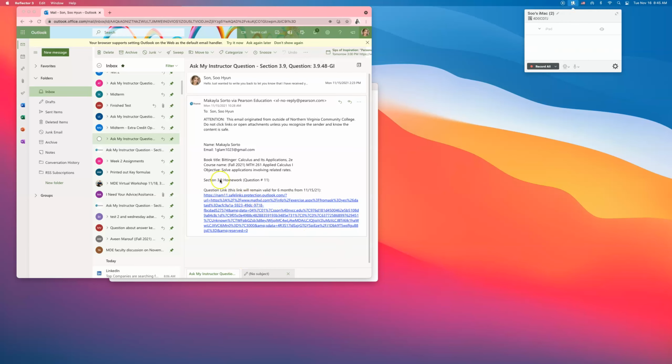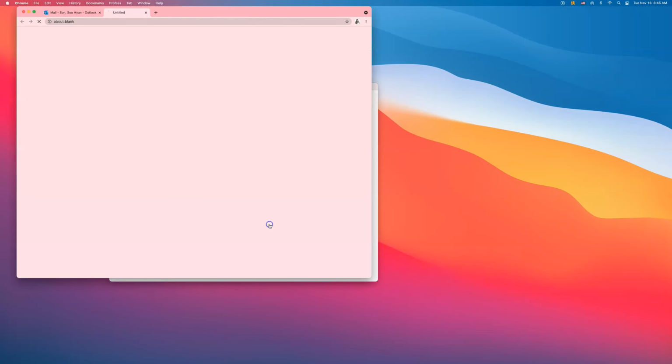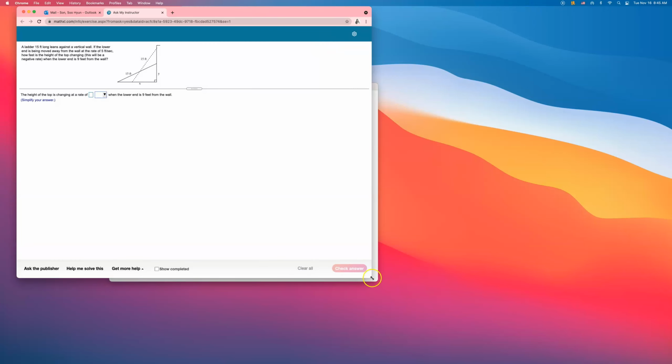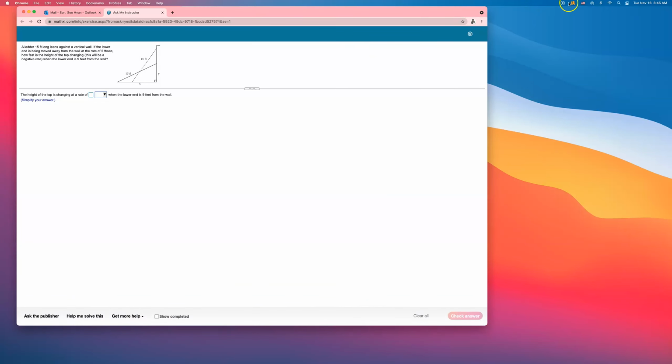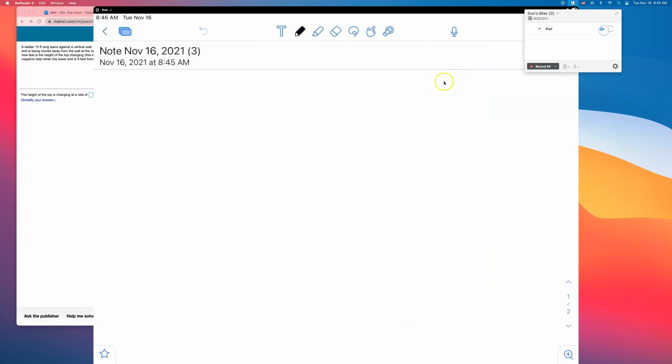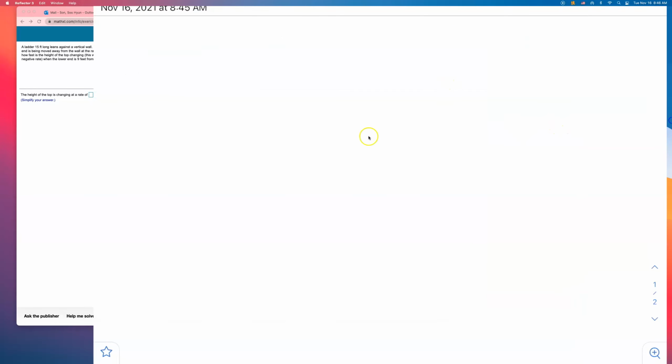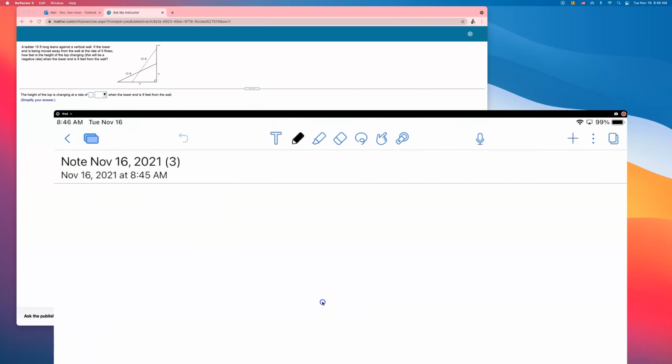This is for section 3.9 homework, question number 11. Okay, a ladder problem. It says, a ladder is 15 feet long.